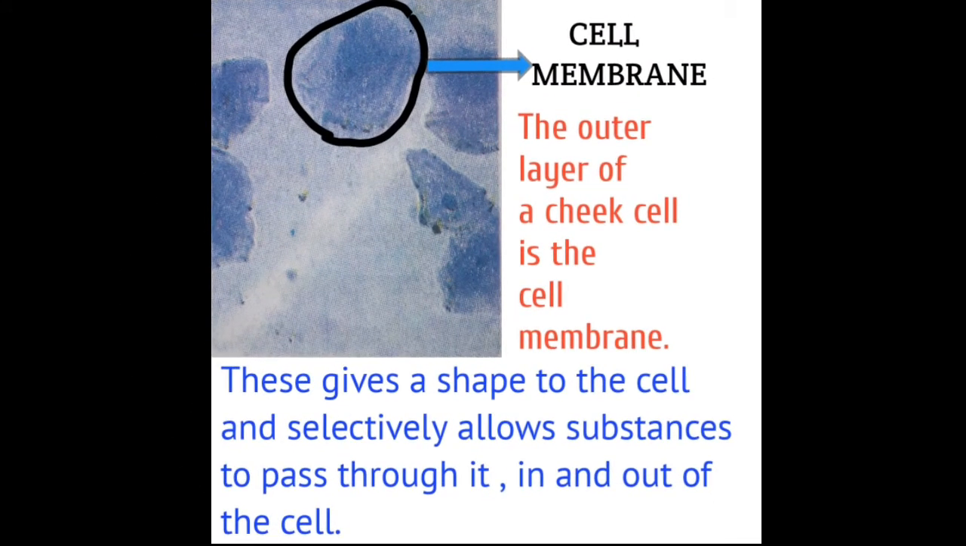Cell membrane. The outer layer of the cell is called the cell membrane. This gives shape to the cell and selectively allows substances to pass through it, in and out of the cell.